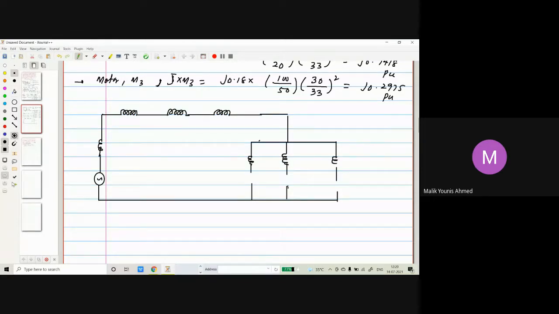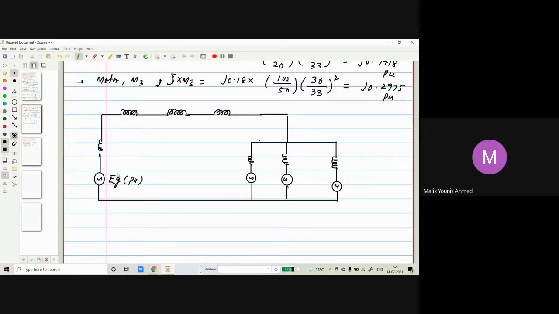Reactance. And there will be 3 voltage sources: 1, 2, and 3. So you can write this simply. Generator 1 has only Eg in per unit.